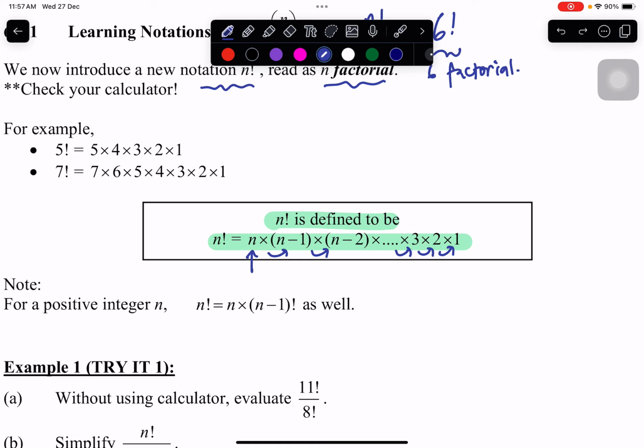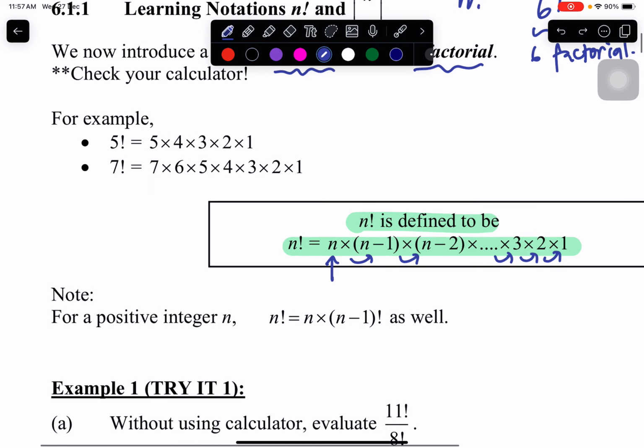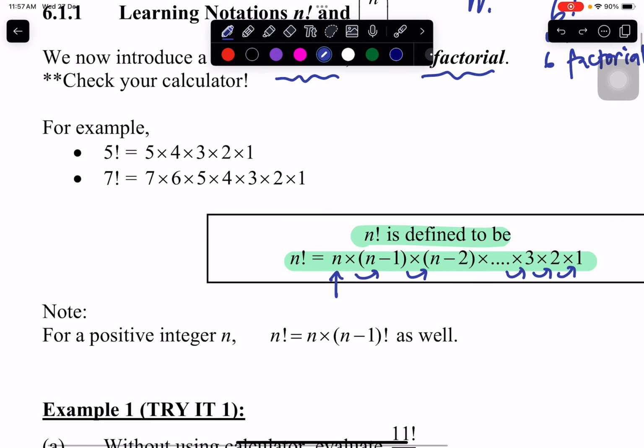Let's use a numerical example to better understand this. If I'm looking at 5 factorial, I will start off with the number 5, and the preceding term, which is 1 less than 5, is 4. I'm going to multiply these numbers, 3, 2, and finally 1. This is what 5 factorial means.